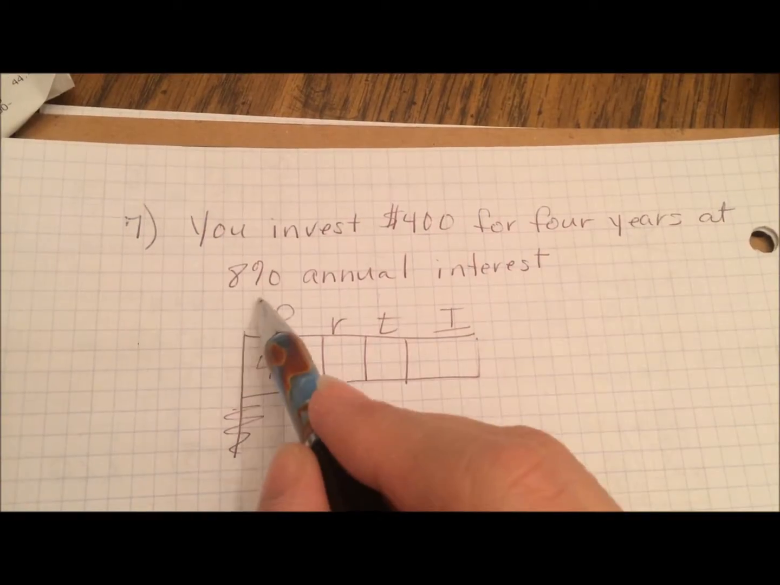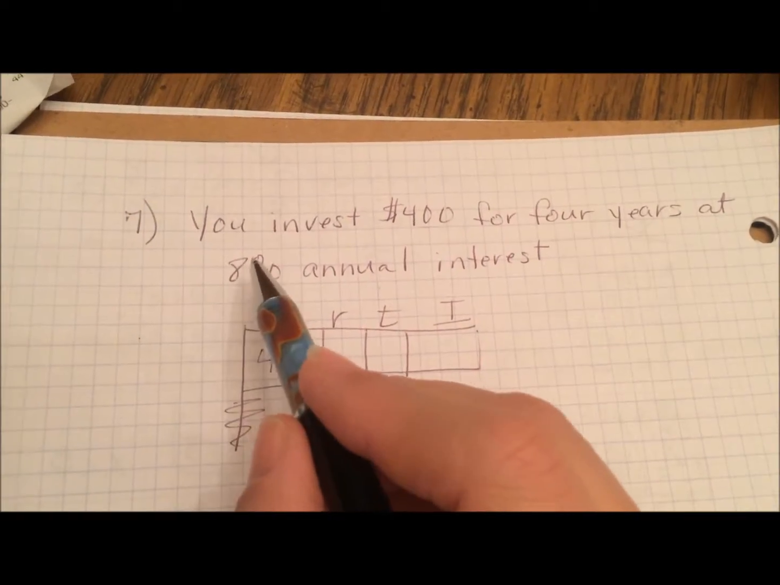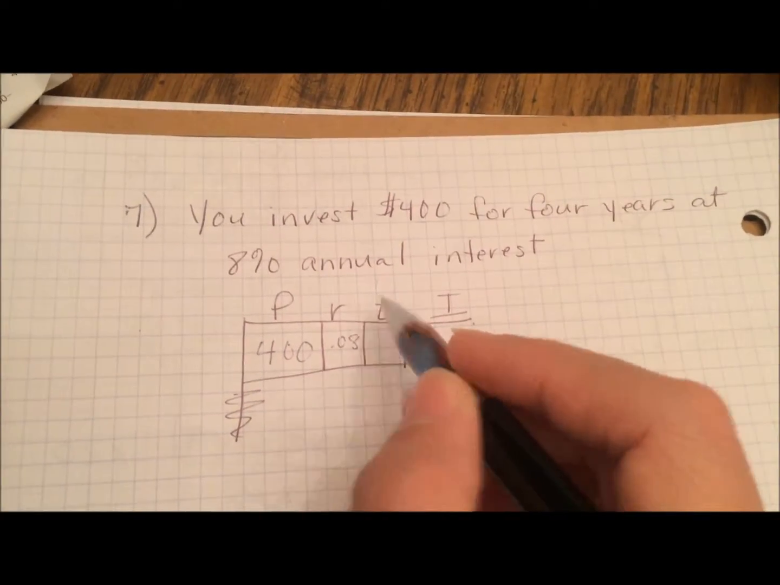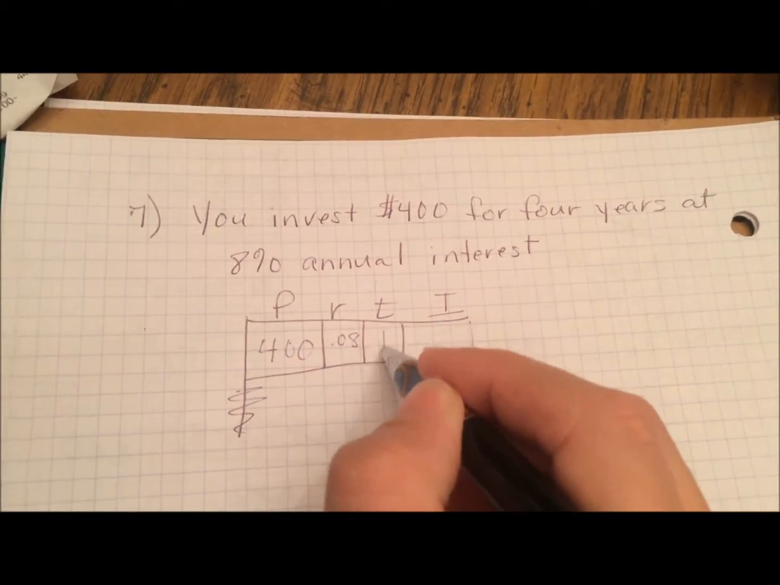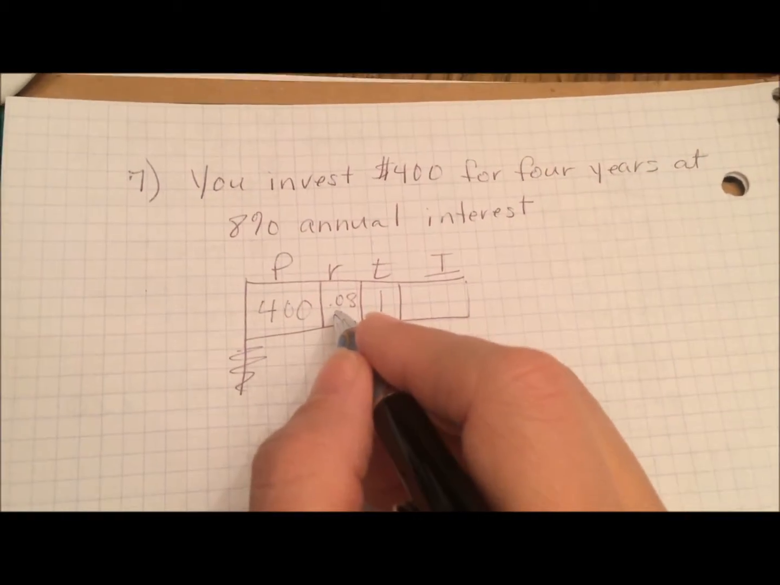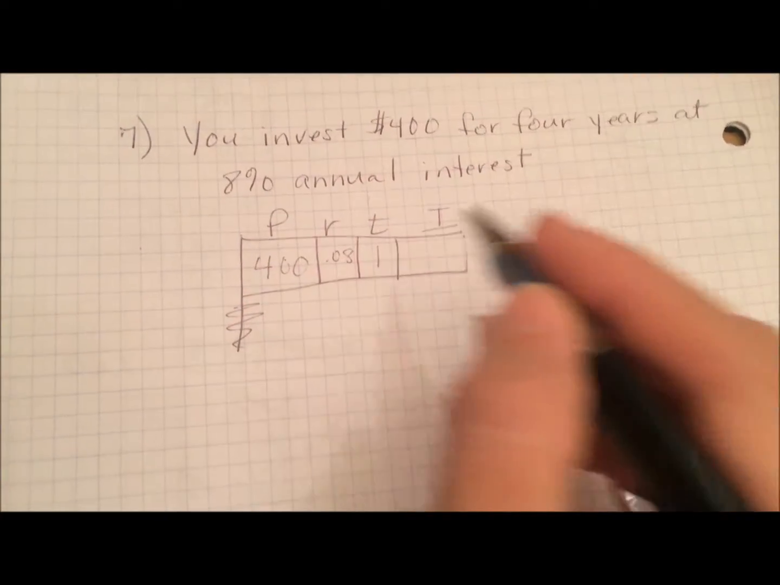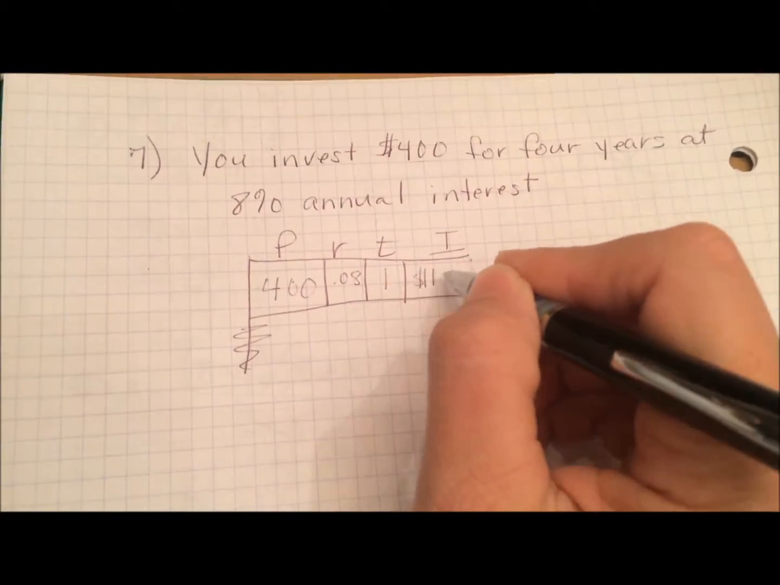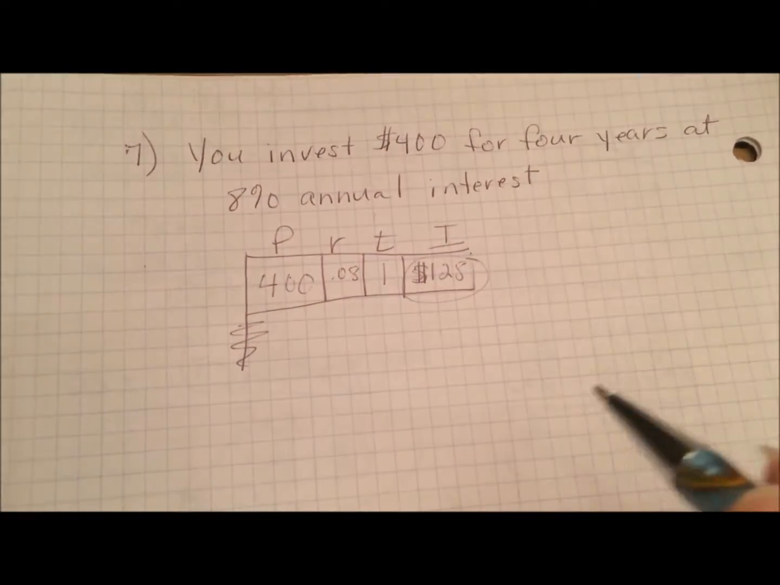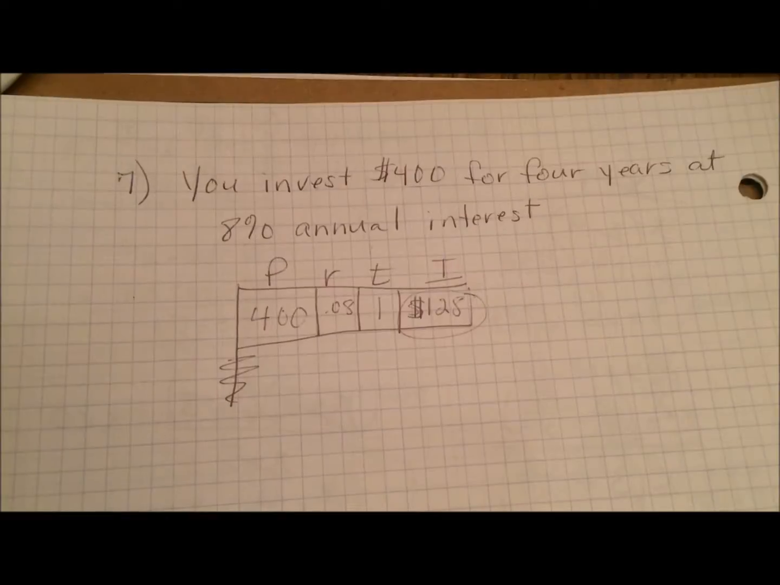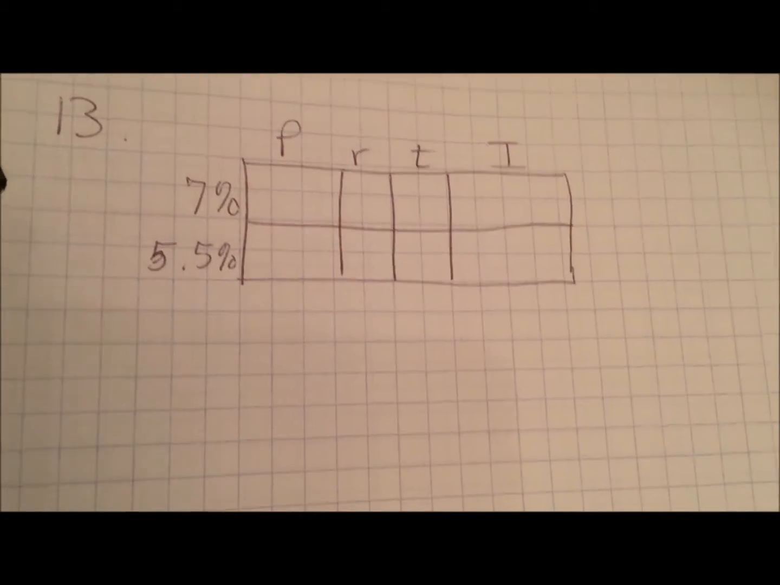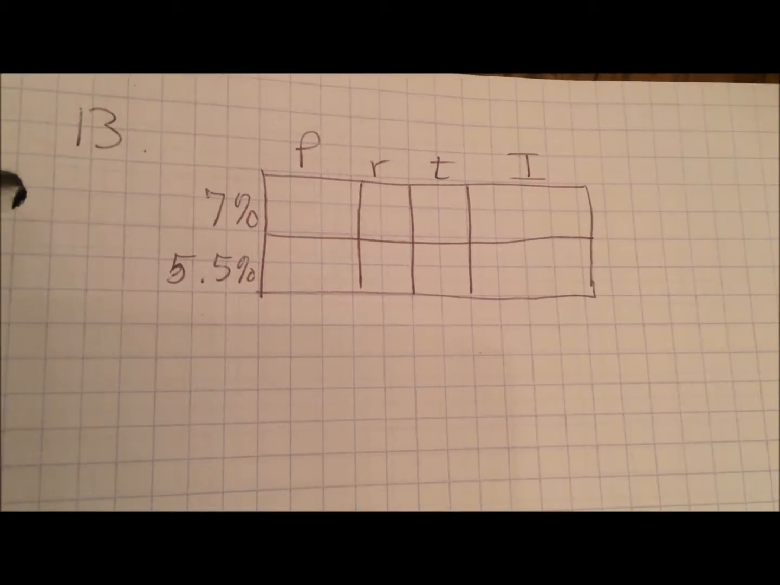The rate is a percentage, 8%, which is 0.08. The time is annual, so that means 1. So we'll take 400 times 0.08 times 1, and that gives us $128. And that is your answer. Hope this helps. Problem 13 on 7.8 states a total of $6,200 is invested in stock.